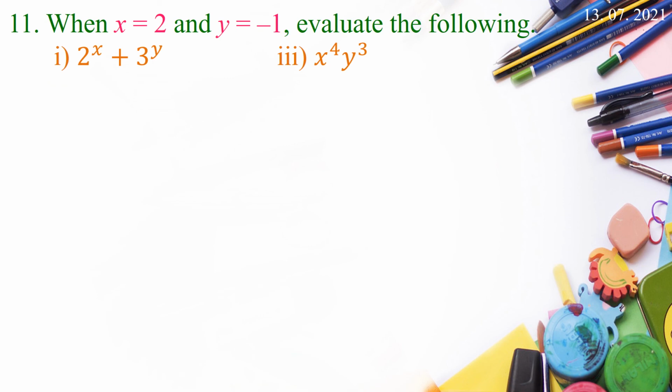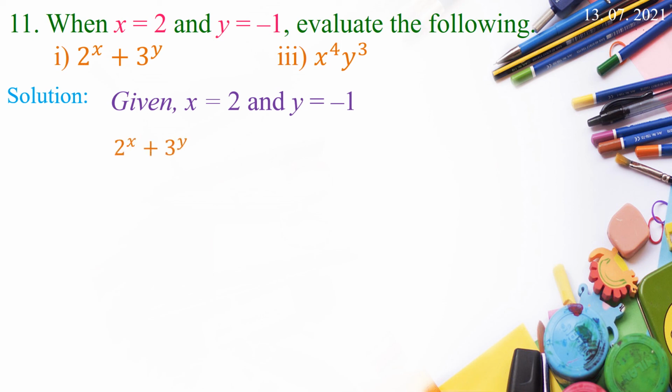11th sum: When x equal to 2 and y equal to minus 1, evaluate the following. First sum, 2^x plus 3^y. Third one, x^4 y^3. Let us find the solution. Here given that x equal to 2 and y equal to minus 1. Let us take the first one, 2^x plus 3^y, to find the solution.